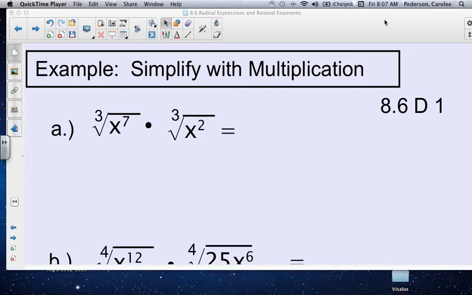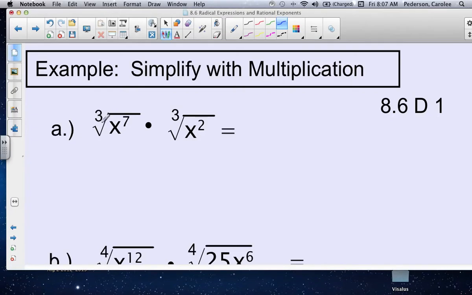So this first example is two radicals. They're both cube roots. Remembering from square roots that in order to multiply radicals together, they must have the same index. So the index in both of these is 3, so we can combine them into one radical.